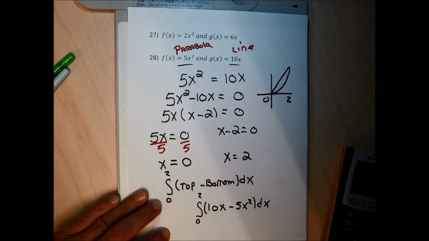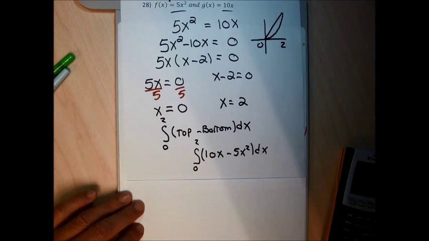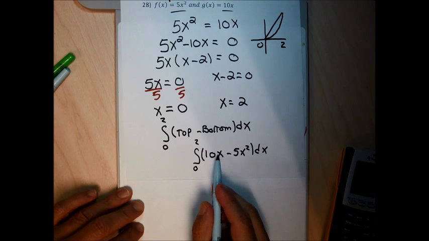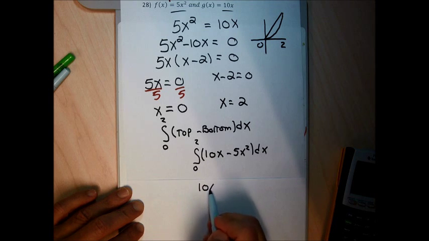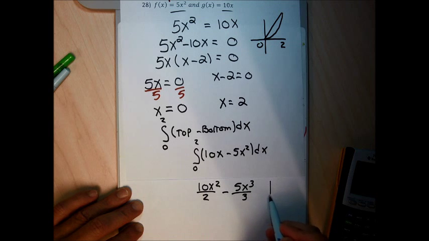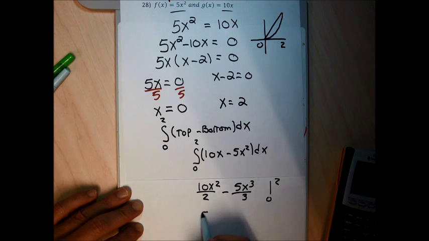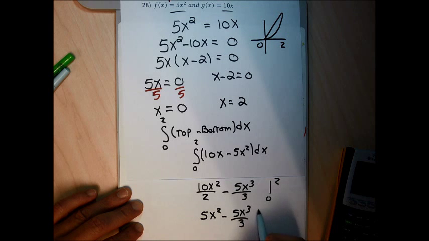So that's what I need to integrate. I add 1 to the exponent, divide by the new exponent. So for the first x, I'm going to get 10x squared over 2. And for the next one, I'm going to get minus 5x cubed over 3. I'm going to evaluate that from 0 to 2. I might as well simplify this to be 5x squared minus 5x cubed over 3, evaluated from 0 to 2.